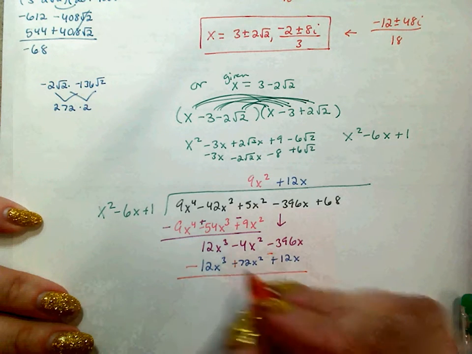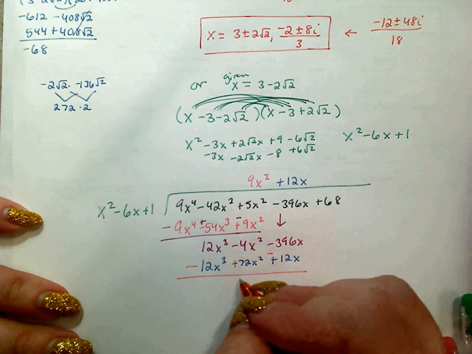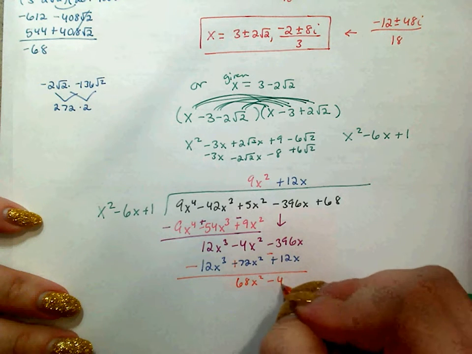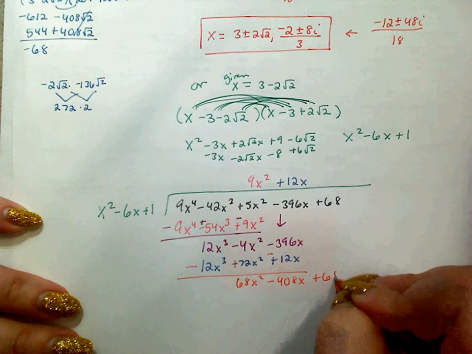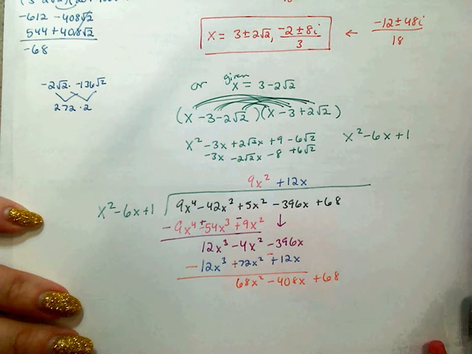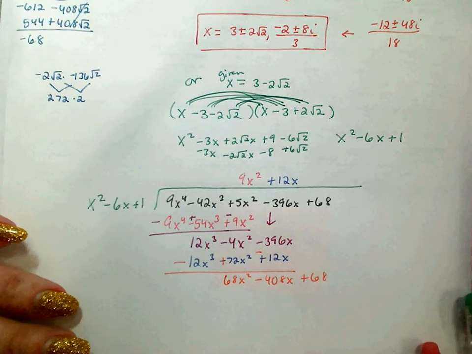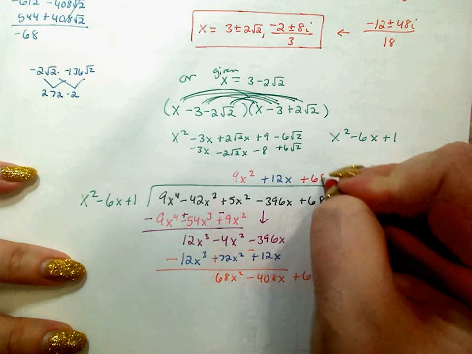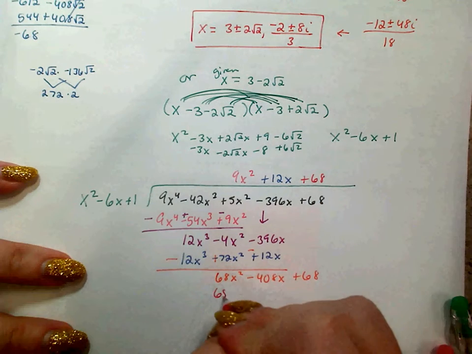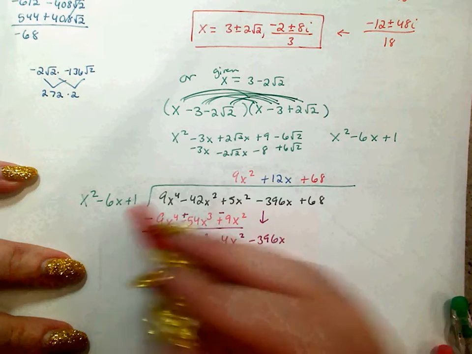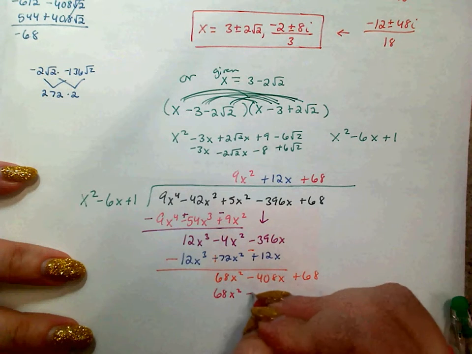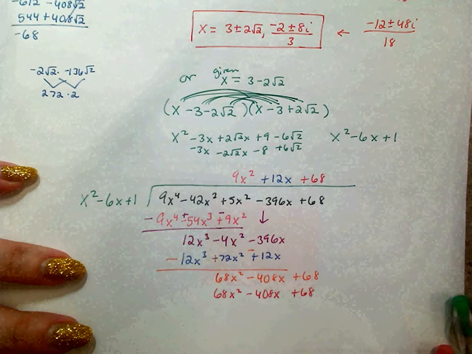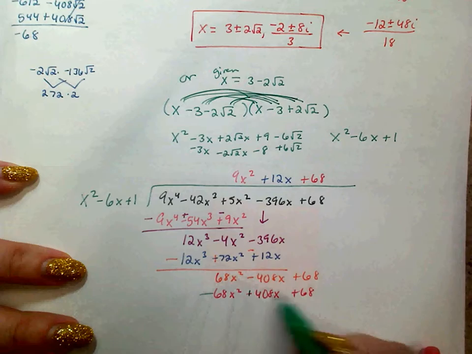Those go away, and I'm left with 68x squared minus 408x plus 68. And if you do that last multiplication, x squared times 68 will give me 68x squared. So 68x squared, 68 times negative 6 is negative 408x, and 68 times 1 is 68, so that when we subtract, you're left with the remainder 0.